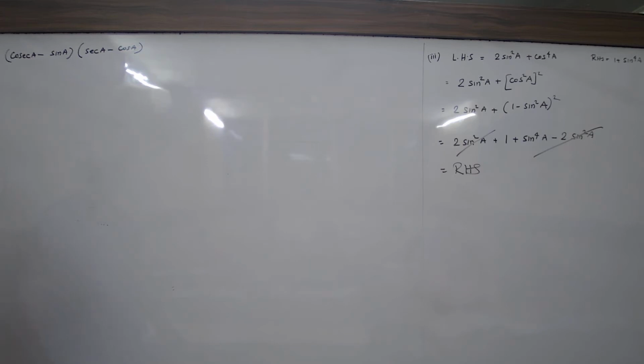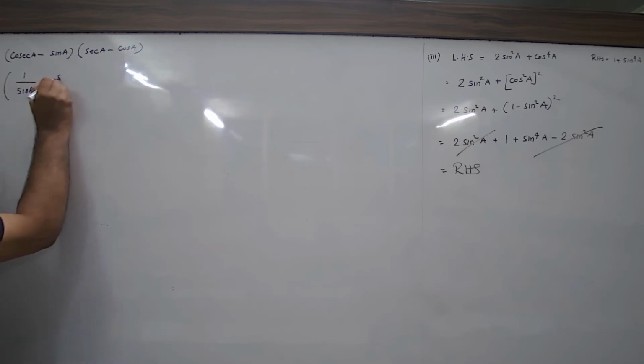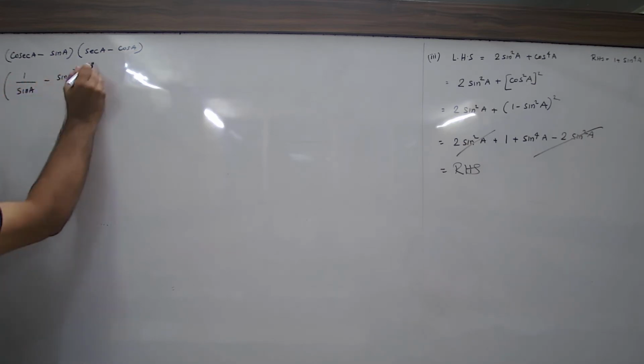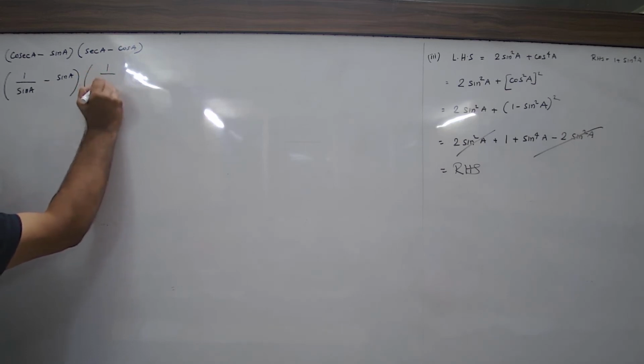Cosec A minus sin A, sec A minus cos A, and we want only RHS: 1 upon tan A plus cot A. tan A plus cos A. ठीक है? Cosec को कैसे लिखते हैं?